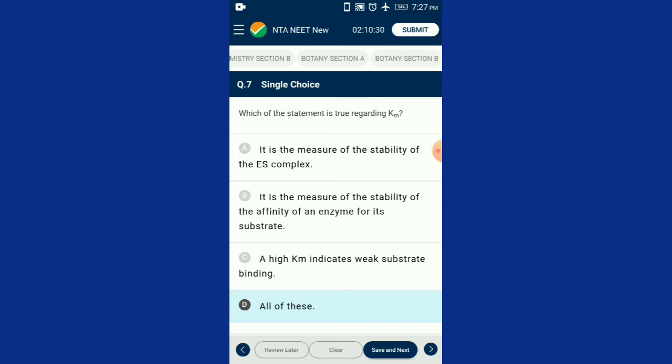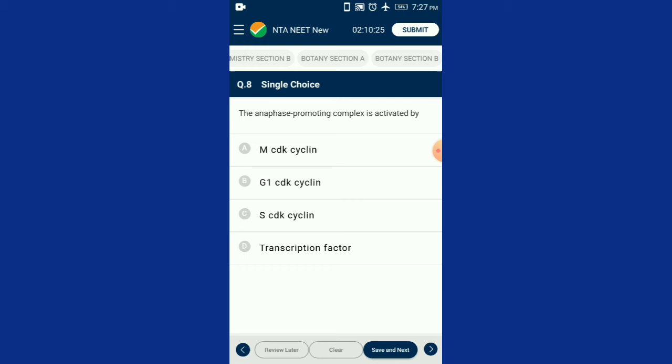Question number 8. The anaphase promoting complex is activated by. The cell cycle is controlled by enzymes like cyclin dependent kinases, that is CDKs. The CDKs phosphorylate amino acids like serine and threonine, which initiate or block activities related to the cell cycle. In eukaryotes, multiple cyclins are present, each of which acts during a specific checkpoint in cell cycle regulation. Common classes of cyclins include G1 cyclins, G1/S cyclins, S cyclins, and M cyclins.